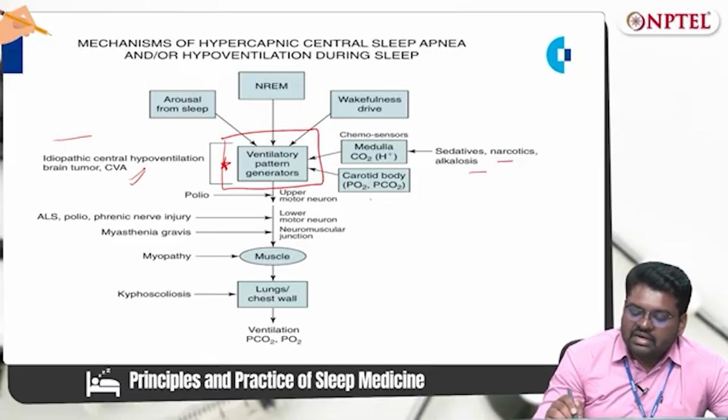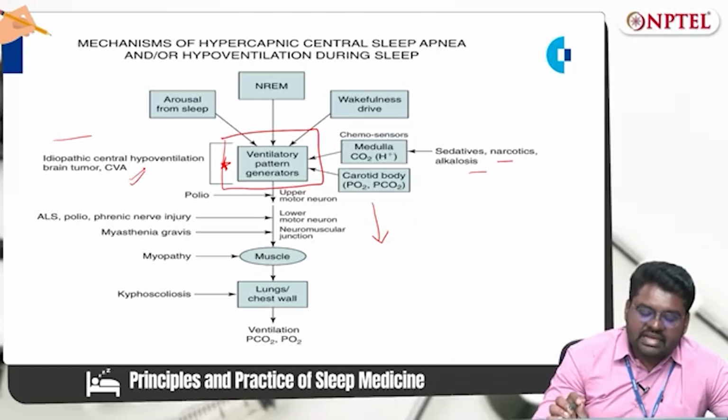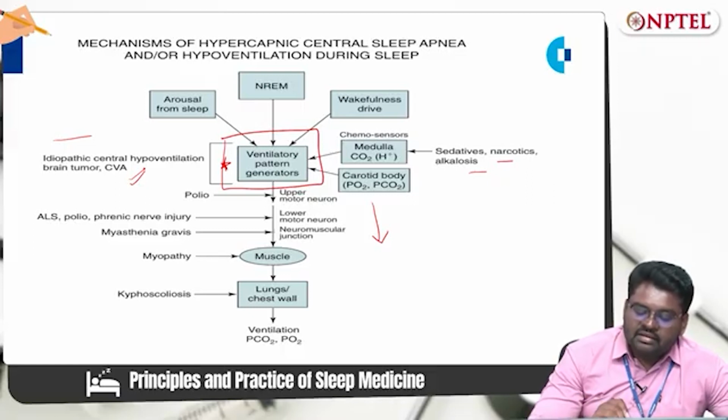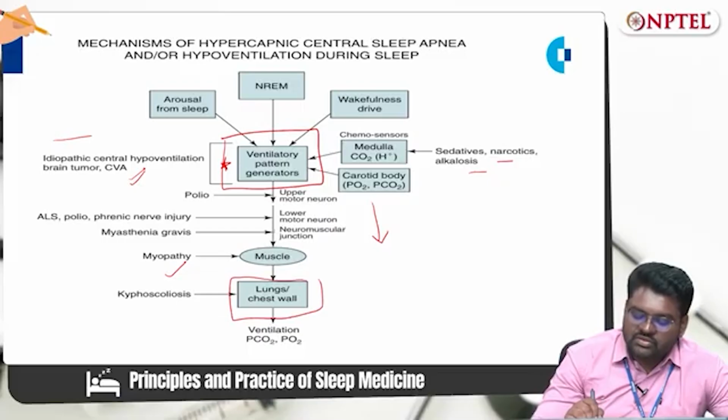Now coming to the transmission, the supply. Conditions like polio, amyotrophic lateral sclerosis, phrenic nerve injury, and myasthenia gravis will be affecting the neurons or the sensory system. Then the muscles, which are an important part of respiration, are affected by conditions like myopathy. And the next one will be the lungs and chest wall. Rib cage conditions like kyphoscoliosis will affect at this stage.